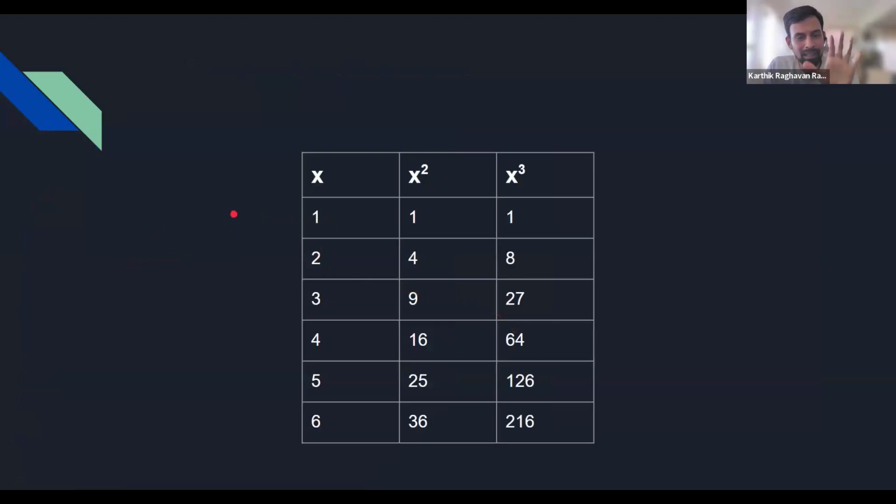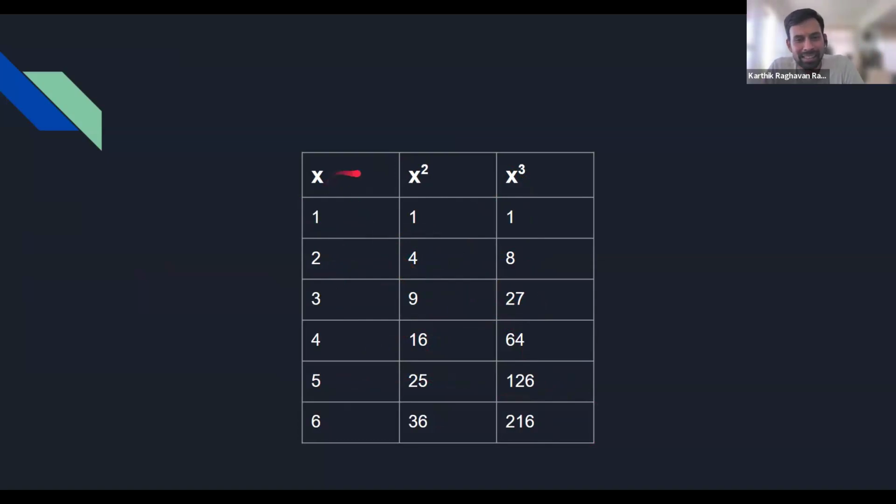Here is another way to see the same thing, right? Whatever I had drawn, I have put as numbers here. So the first column is x, the second column is x squared, and the third column is x cubed. For example, if x is 2, 2 times 2 is 4, x squared is 4, x cube is 2 times 2 times 2, which is 8. If x is 5, x squared is 5 times 5, 25. This is not 126, this is 125. Sorry, there is a typo there. I will fix this, right?